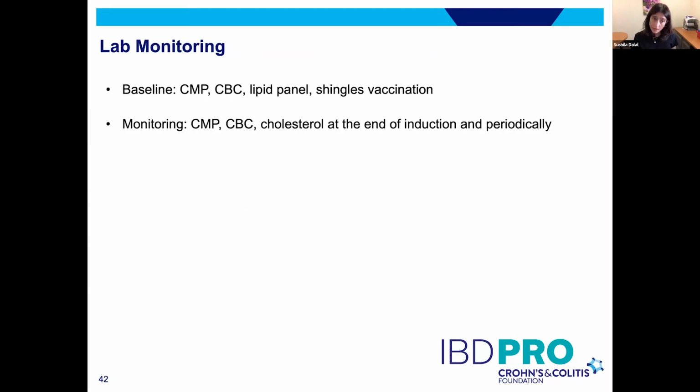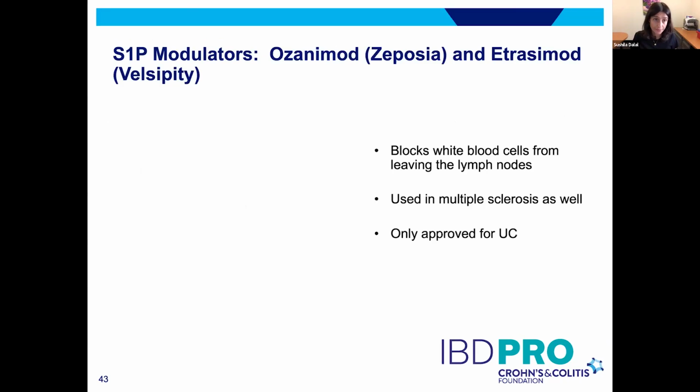Lab monitoring, as mentioned: liver tests, blood counts, baseline cholesterol, and shingles vaccination. Then monitor liver tests, blood counts, and cholesterol at the end of induction and periodically thereafter.